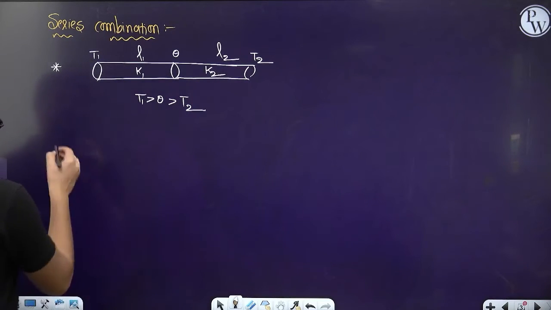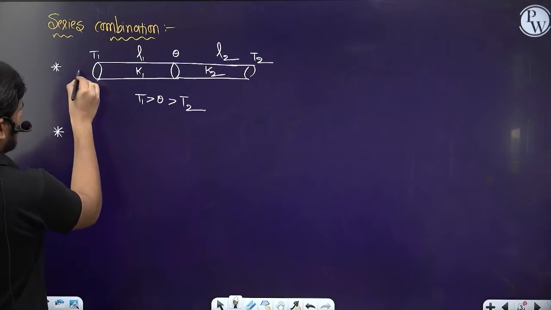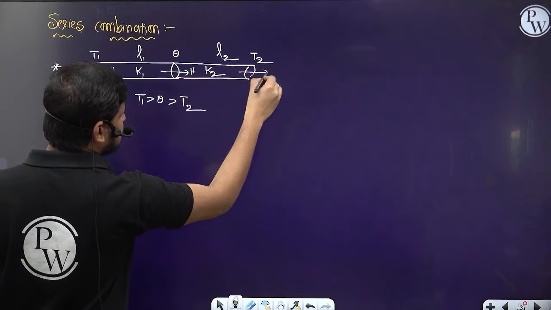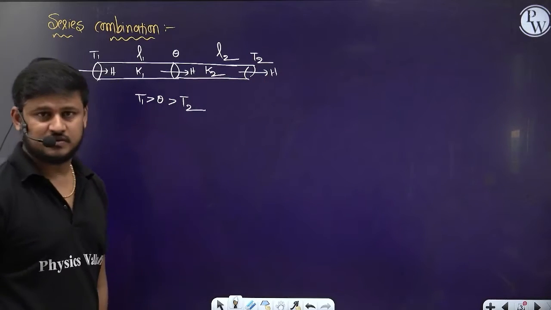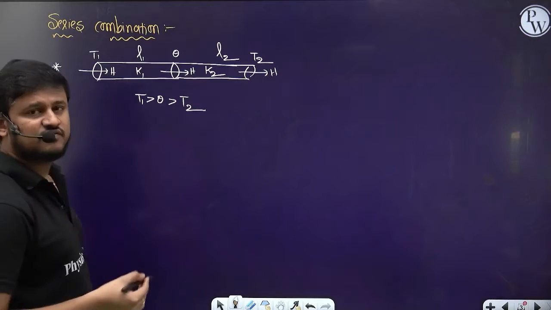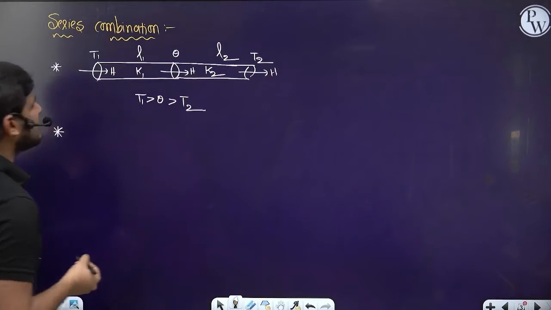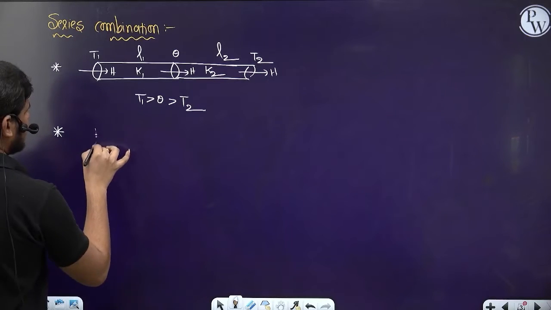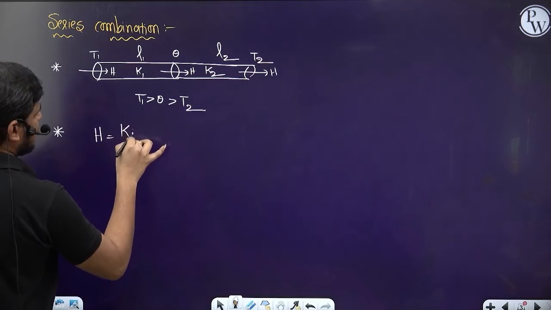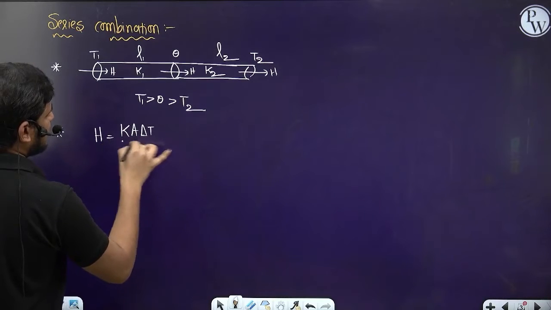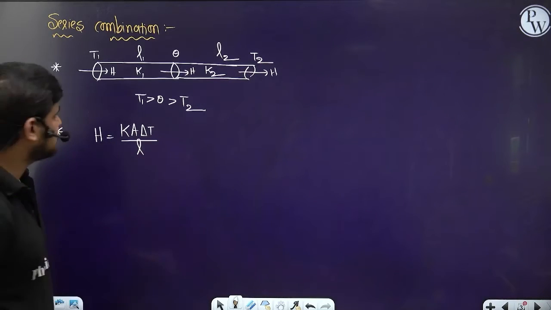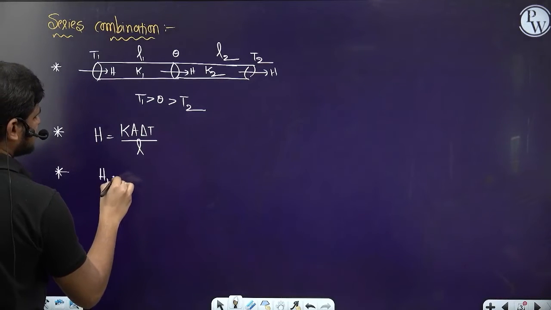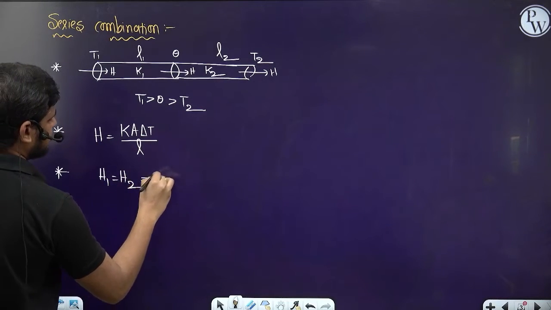We have already discussed that whatever heat flows from here, the same heat current flows from here. What is that heat current formula? H is equal to KA delta T by L. This formula also we know. And here H1 is equal to H2 is equal to H.